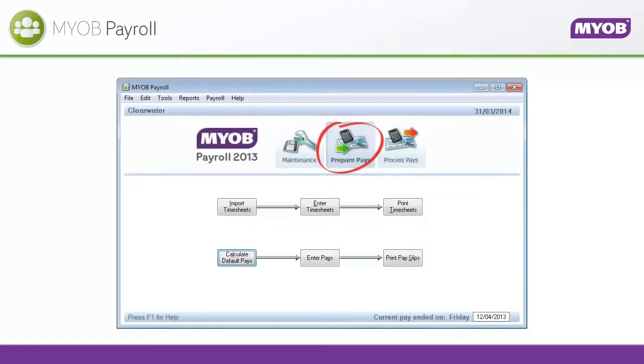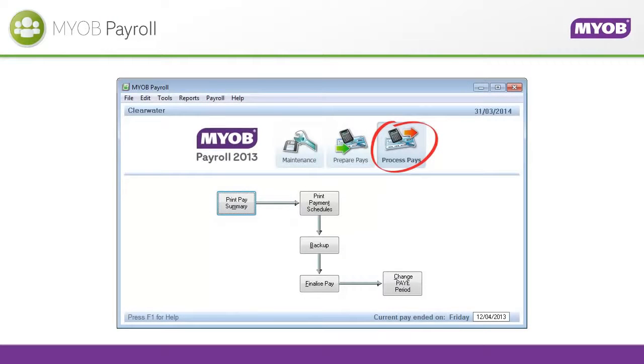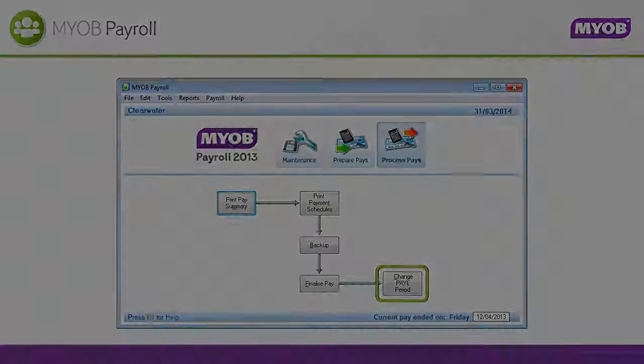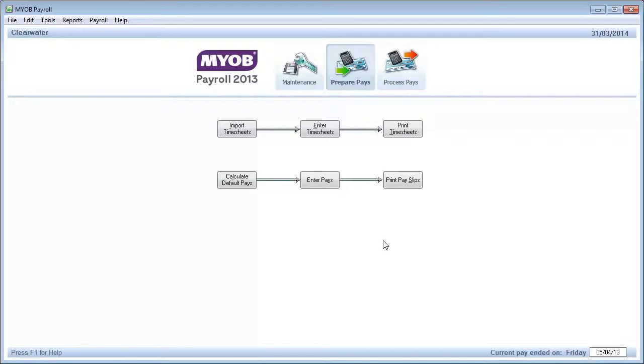When you prepare the pay, you'll set the pay period, calculate the employee's standard pay, make any changes you need, and then print payslips for your employees. You can then process the pay details. This means printing the payroll reports and schedules you need, taking a backup of your file, and then finalizing the pay run. And whenever you finalize the last pay of a PAYE period, you also need to roll it to the next PAYE period. So let's look at what you'll do to pay your employees.